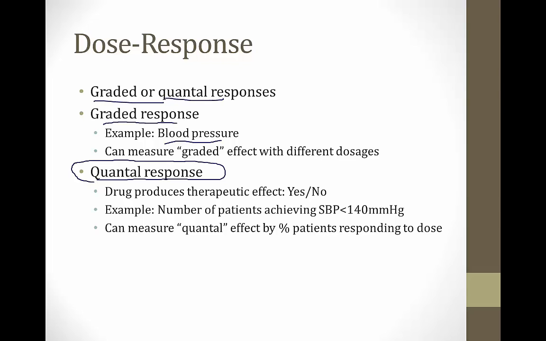For example, if we wanted to chart the number of patients achieving a blood pressure under 140, this is a yes-no thing. You either are or are not under 140. So we could measure the quantal effect of the drug by charting the percent of patients who achieve that dose. Quantal effects are sometimes the only effects you can monitor for certain drugs. For example, if the drug eliminated headache, that would either be a yes or no function, and you would have to create a quantal dose response curve because there is no number you can apply to headache, yes or no.